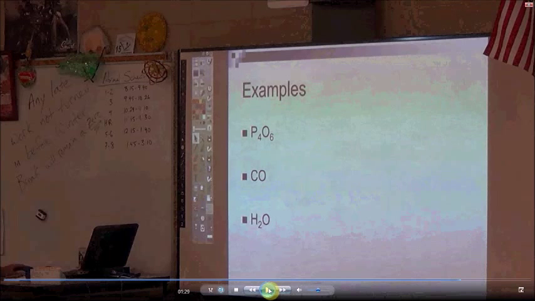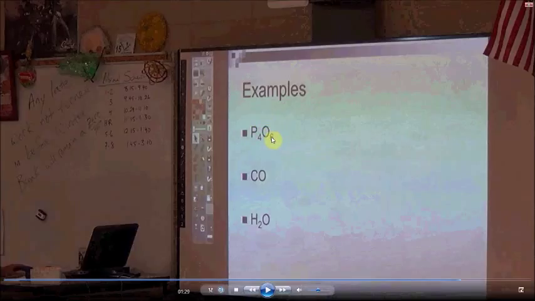Alright, so here's a couple examples. If I wanted to name this covalent compound P4O6, well, now I need to indicate the numbers of each atom that I have. So to say that I have 4 P's, or 4 phosphoruses, just look at your chart. 4 is tetra. So you'd say tetraphosphorus. And then look at the chart for 6. 6 is hexa. And then you have oxygen. But we're not going to have the double vowel.